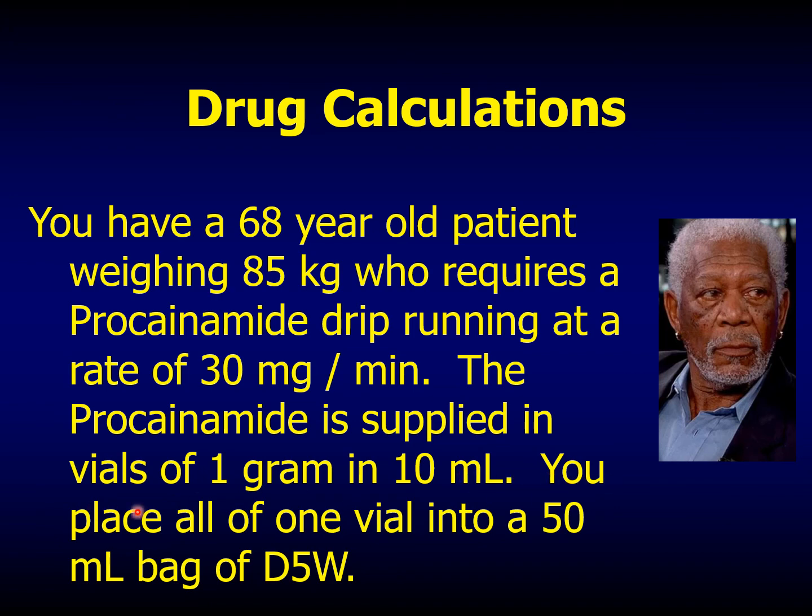So you place all of the 1 vial into a 50 ml bag. Sorry, I believe that should be a 500 ml bag of D5W. We'll see which way this calculation goes. If it was a 50 ml bag, it's very important here to withdraw that 10 mils before we put that in, because that's a significant amount of the total. If I put 1 or 2 milliliters into a 500 ml bag, very insignificant. 10 mils into a 50 ml bag, very significant.